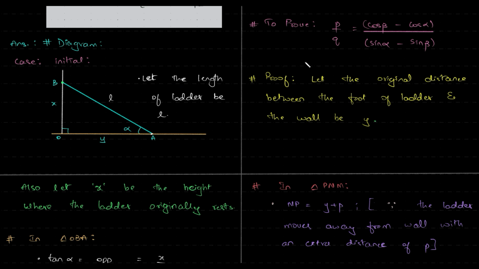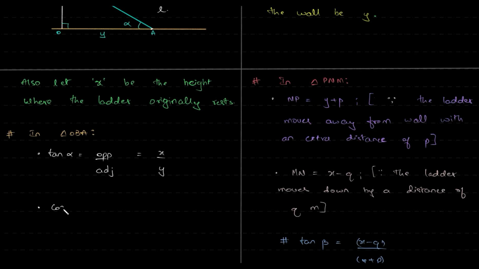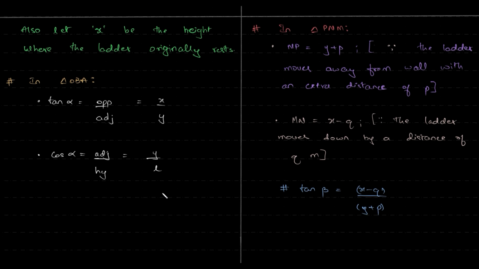So cos of beta, cos of alpha and sine of alpha is what we want. So we have cos of alpha is adjacent by hypotenuse. Adjacent is y by L. Then sine of alpha is opposite by hypotenuse. Opposite is x by L.